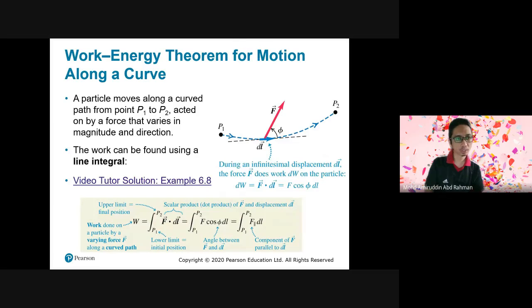Okay, for motion along a curve, let's say the particle moves from point P1 to point P2. You have a force that varies in magnitude and also direction. So the work can be found using a line integral.